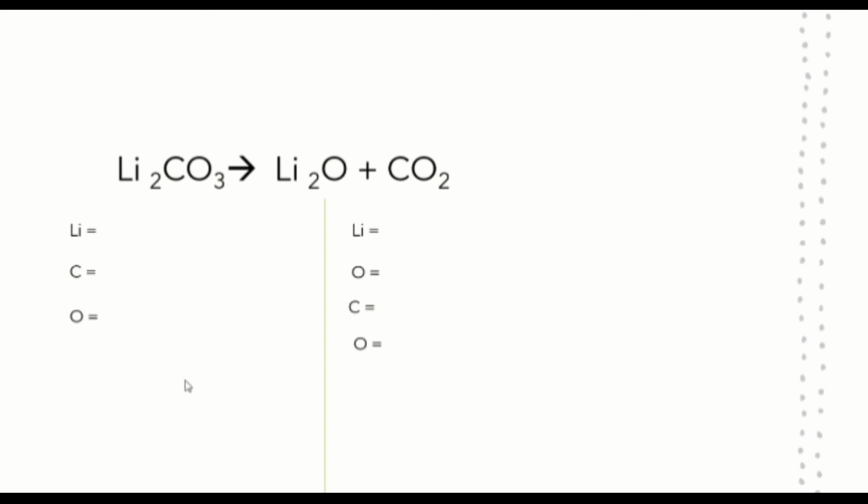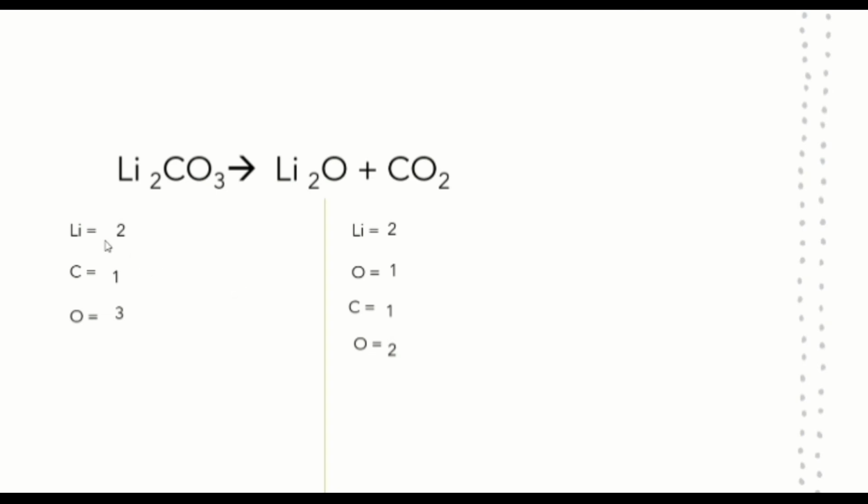After that, we will refer to the subscript number. So you see number 2 here for lithium. That's why it has initially 2 atoms. Carbon, no number, so it means 1. Oxygen, 3. On the product side, we have 2 here for lithium, so 2 atoms. Oxygen, no number, so it means 1. Carbon, 1. Oxygen, 2.